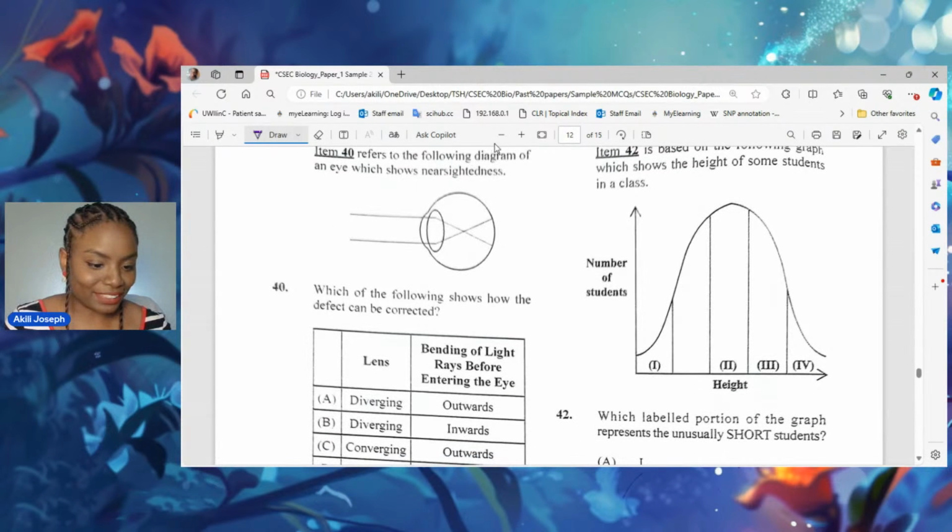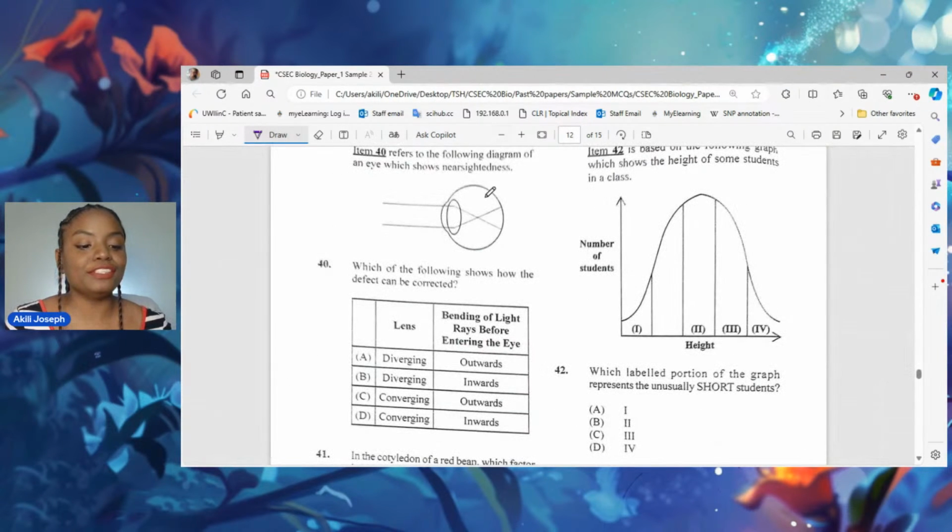40, now I had to zoom back out again. Item 40 refers to the following diagram of an eye which shows nearsightedness. Which of the following shows how the defect can be corrected?